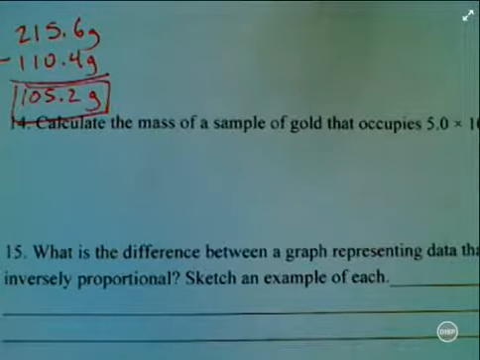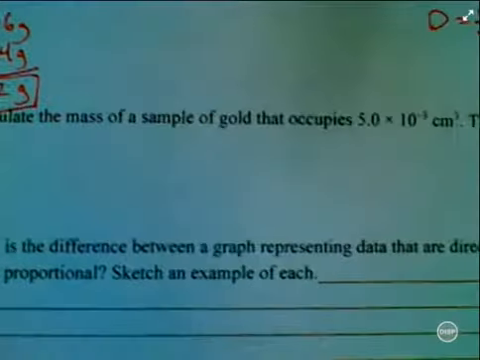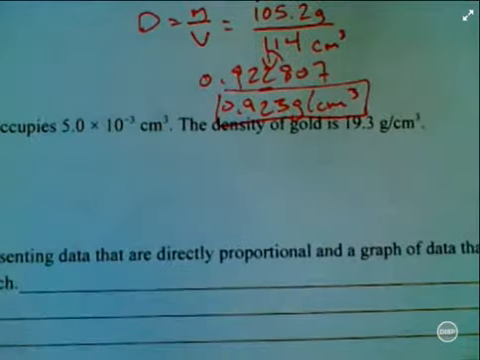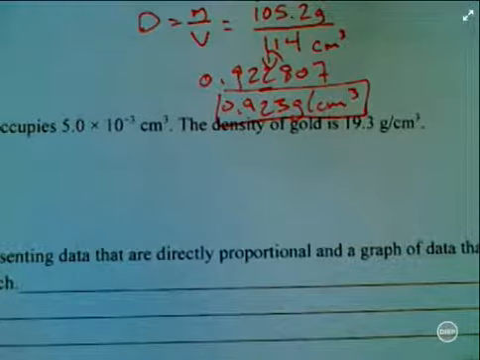14 is another density calculation. Calculate the mass of a sample of gold that occupies 5.0 times 10 to the negative 3 cubic centimeters. The density of gold is 19.3 grams per cubic centimeter.